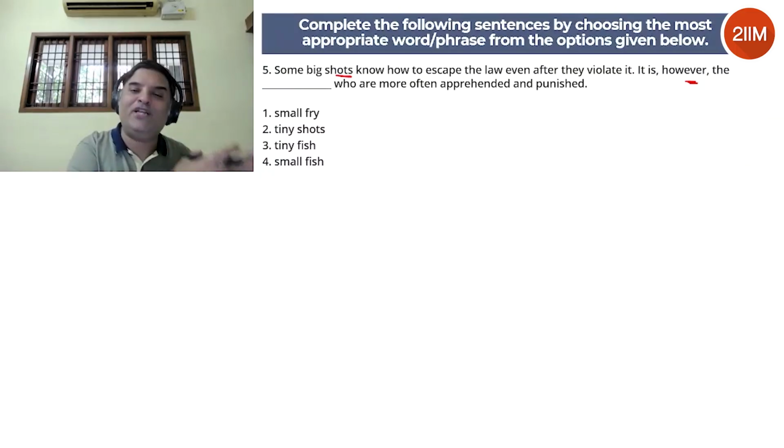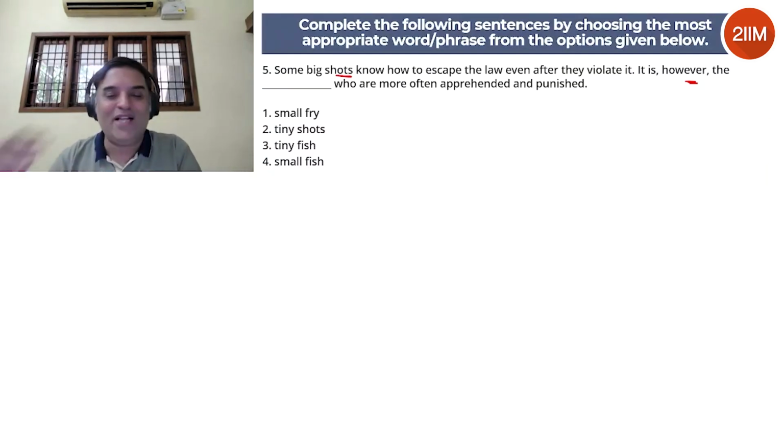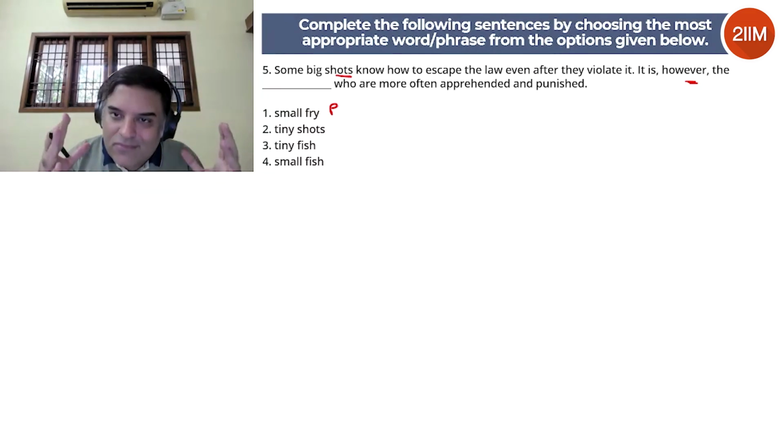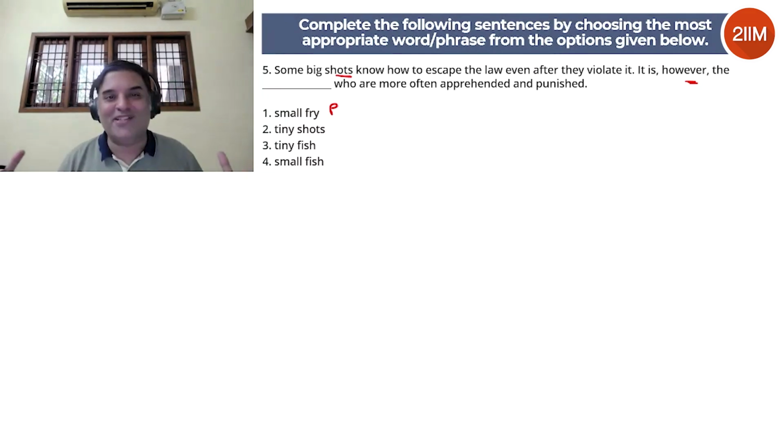So the author was talking about big shots being able to escape the law. Now the author will probably be talking about small people, people like us, who are more often apprehended and punished. So that can be a broad guess. Let's look at this. Small fry. Small fry is a valid phrase, although it might sound unusual if you're not used to it, but small fry is absolutely valid. And small fry exactly means small people, not big shots, right?